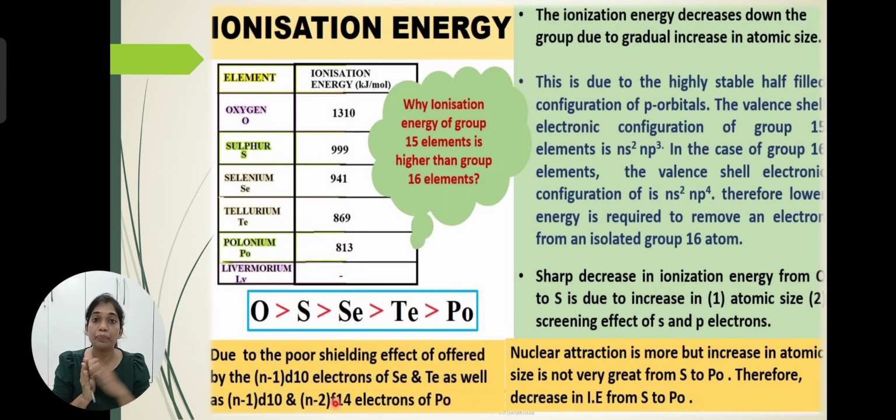In the periodic table, left to right ionization energy increases because left to right atomic size decreases. But when we move from oxygen to polonium, the ionization energy decreases due to the atomic size increasing. Okay, remember that.